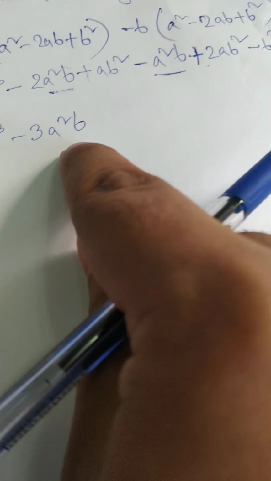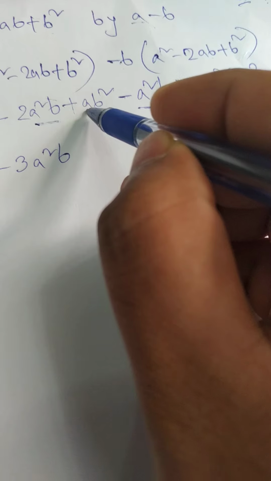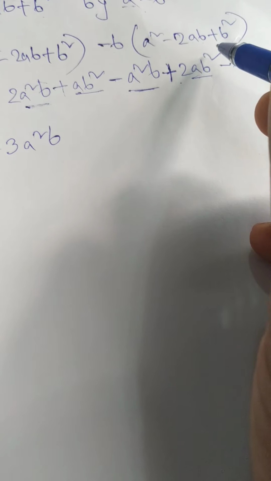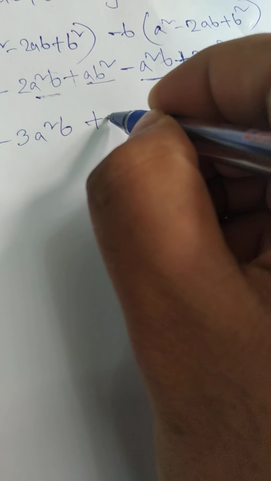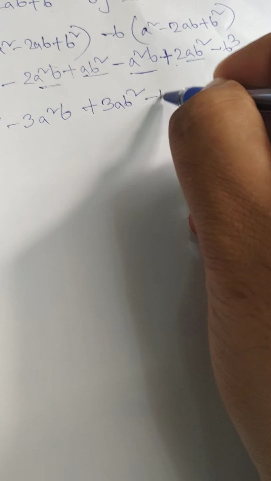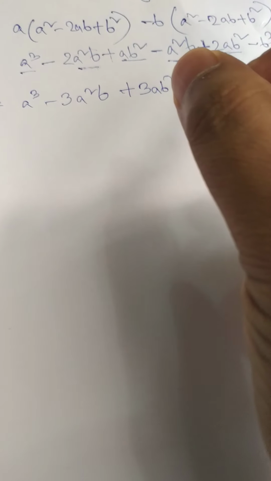So altogether there is 3a square b. Similarly, here also ab square, here also ab square. There is 1ab square, here is 2ab square. So 1ab square and 2ab square becomes 3ab square. And finally minus b cube. Got my point? Whenever you see two terms with the same variables, like a square b over here as well, we need to add them up. If both have minus signs, we add them up and then put the minus sign.